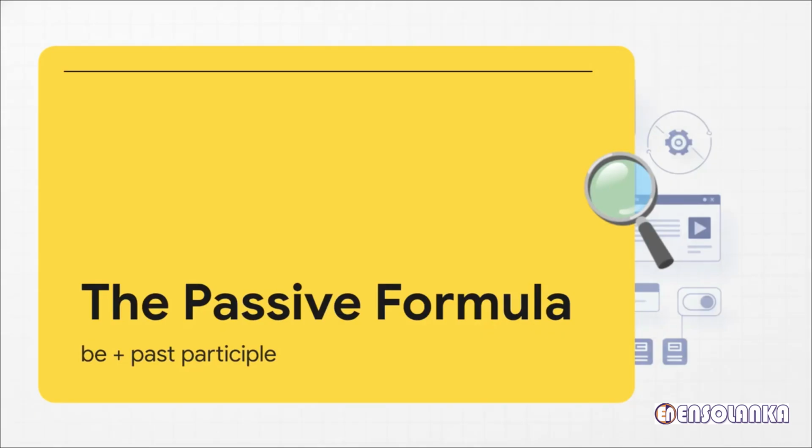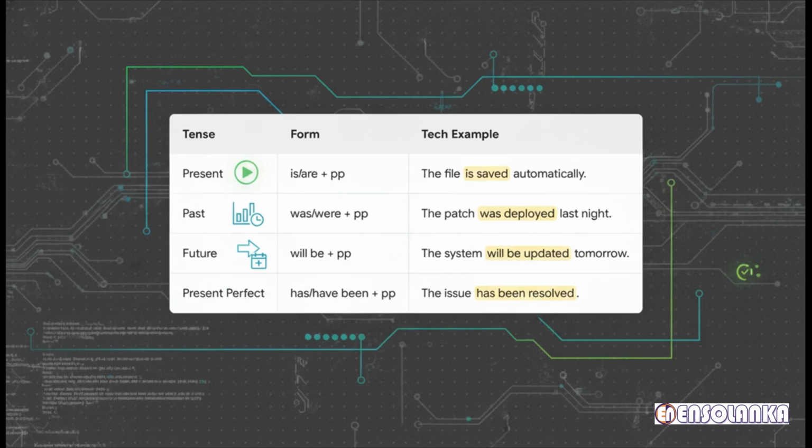And the formula to make this happen? It's beautifully simple. You're going to love this. It is just the verb to be plus the past participle of the main verb. That's it. That's the whole engine. Fixed is the past participle of fix. Deployed is the past participle of deploy. Easy, right? Now, here's the crucial part.